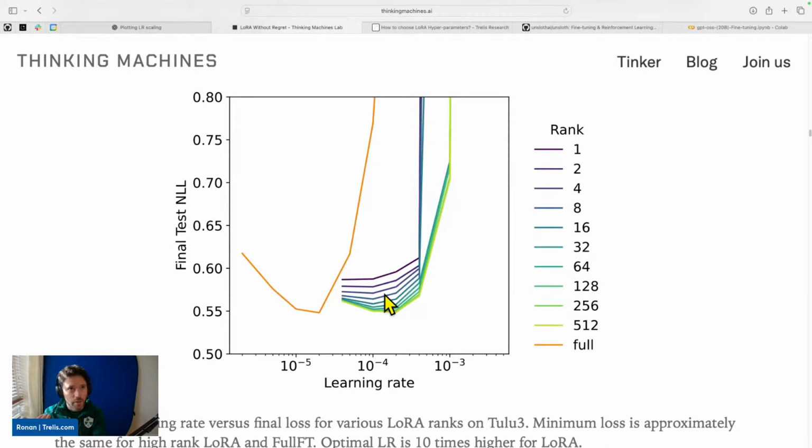So actually, I think it would be much simpler if you viewed this graph in terms of what learning rate the LoRA adapters see, essentially multiplying the learning rate that the adapters see by the factor alpha over r, which is actually what you were doing.